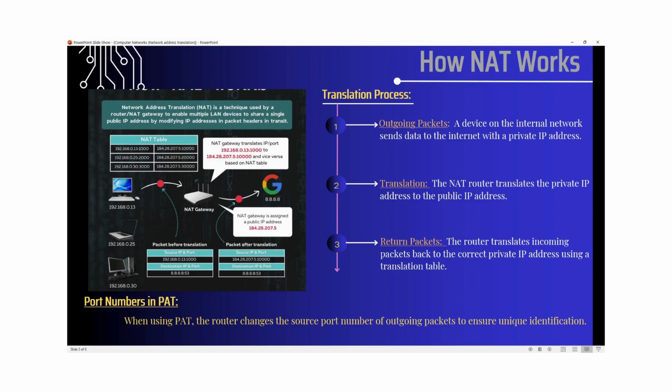And the next one is return packets. The router translates incoming packets back to the correct private IP address using a translation table. Port number in port address translation: when using port address translation, the router changes the source port number of outgoing packets to ensure unique identification.